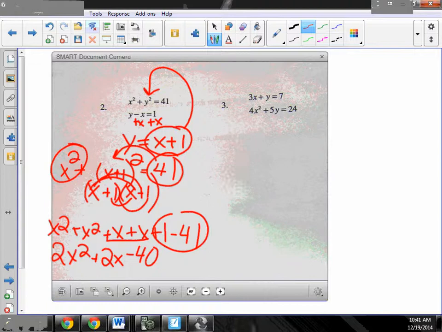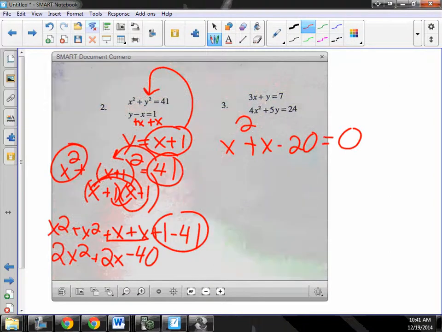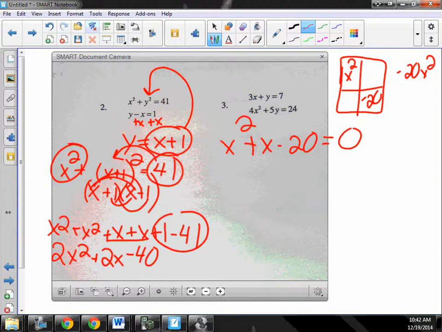Can I simplify that equation? I can divide it by 2. So that would be x squared plus x minus 20 equals 0. You could graph it from this point and find the roots, but let's check to see if it factors. X squared and negative 20. Times those together and I get negative 20x squared. Are there factors of 20 that add to be 1?